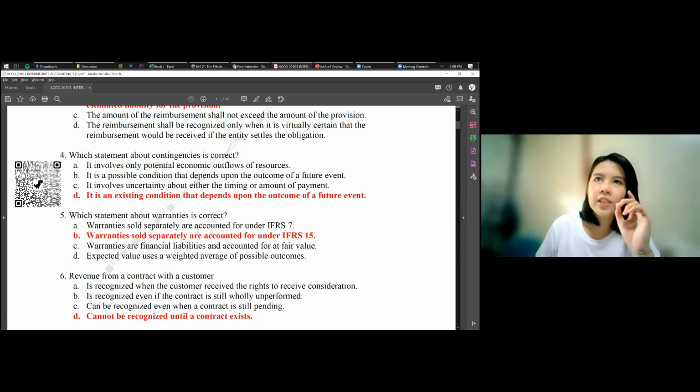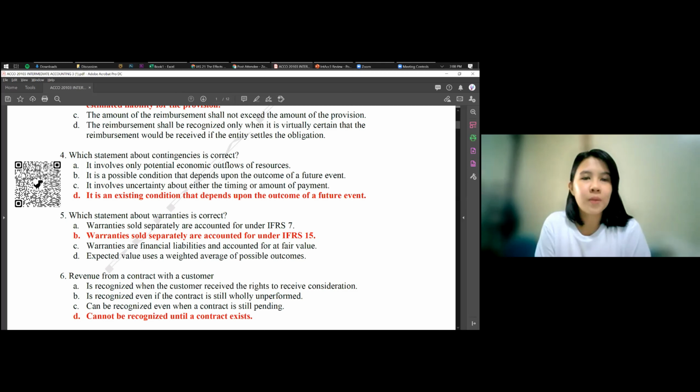So first step is to identify the contract with the customer, di ba? The next is identify the performance obligation, if I'm correct. Number 3 is like know the transaction price. Fourth is allocate the price based on the performance obligations. Di ba? If I got it right.